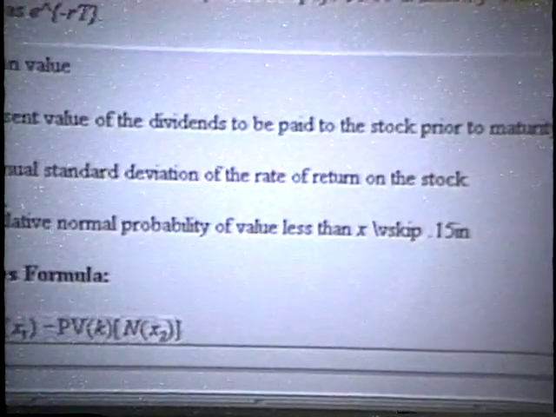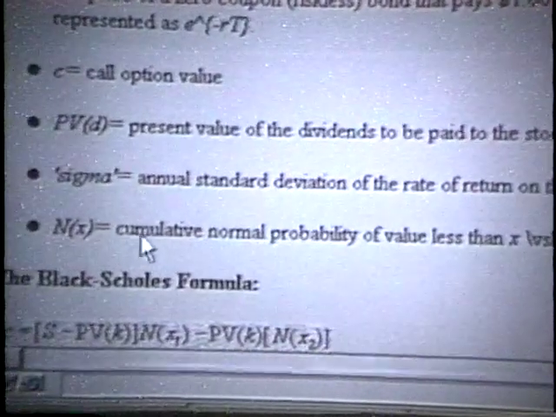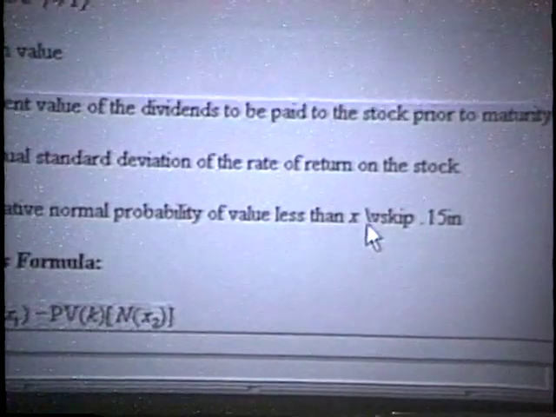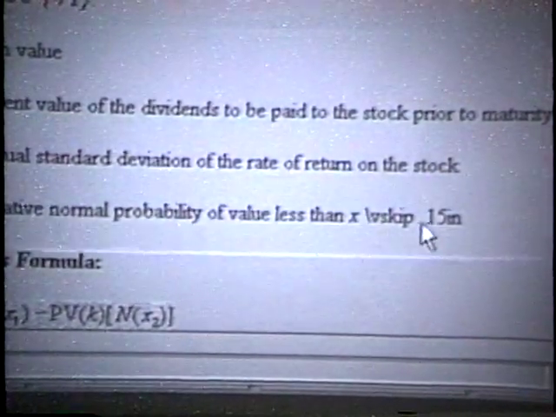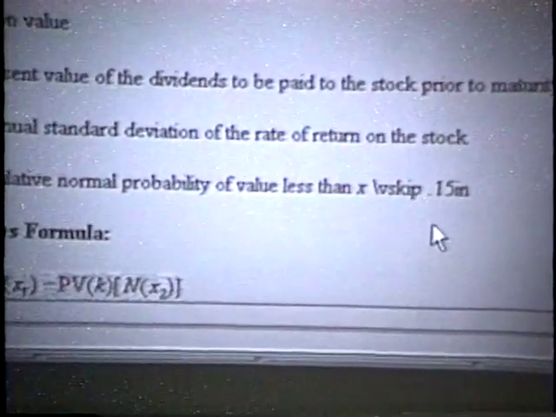And it's annualized, and N is the cumulative normal probability of a value less than X. And ignore that V skip, that should be deleted. It's vertical skip 0.15 inch. You use continuous compounding when you merge the zero form.